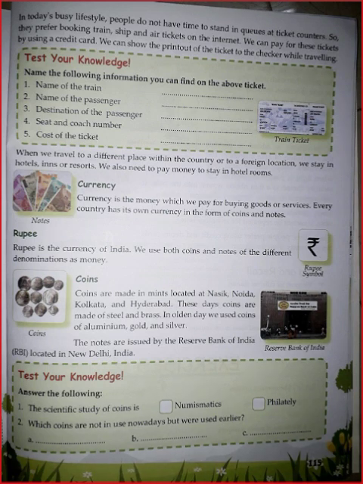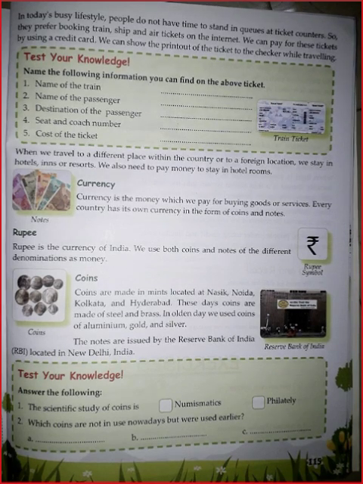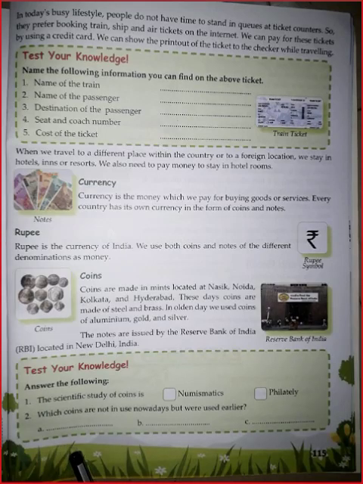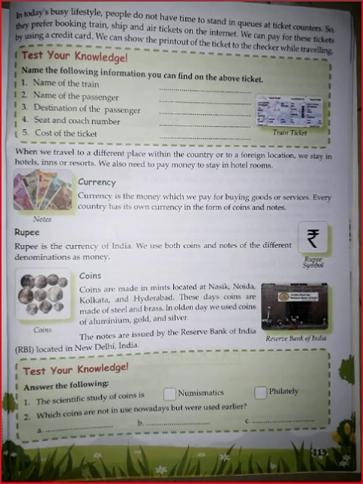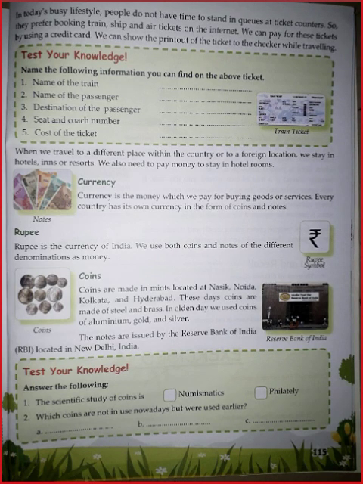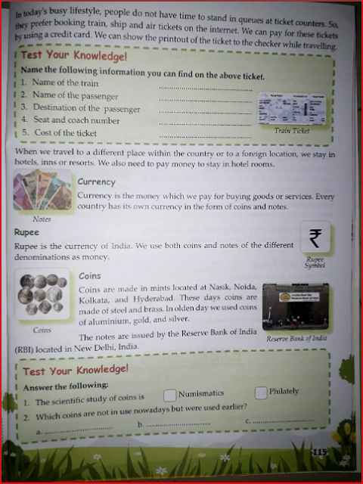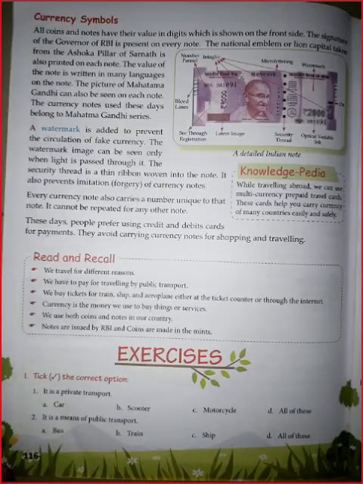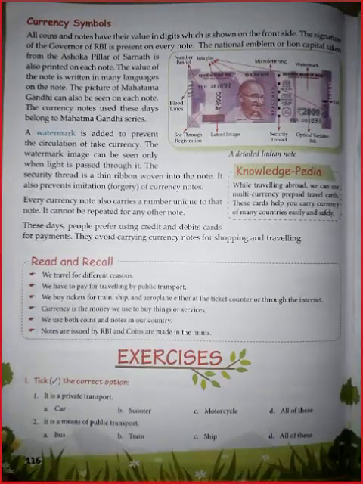So the scientific study of these coins is called numismatics. Now, coins made of aluminium, gold, and silver are not in use nowadays; coins are now made of steel and brass. But while traveling, sometimes we find that we are being cheated. Somebody has given us fake currency.